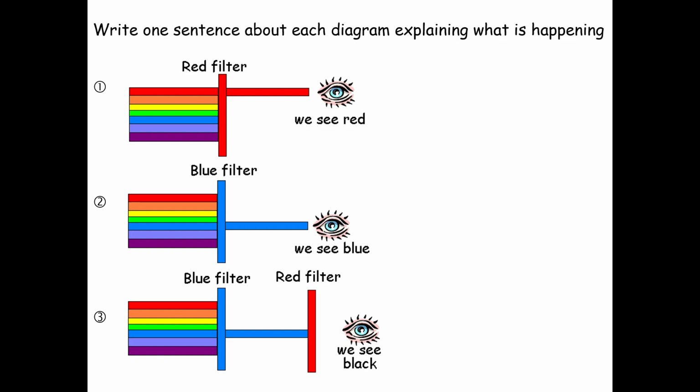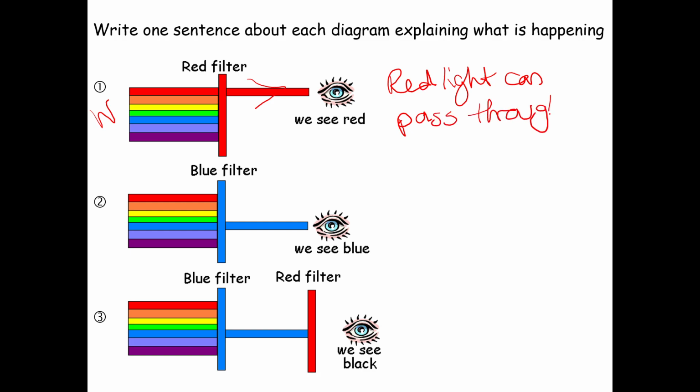So if we look at number 1 here, this is a red filter, so the white light is coming in. White light's made up of all the colours, but as the filter's red, only the red light is allowed to pass through and it absorbs the other colours. On the next one, the blue filter, this time only the blue light can pass through and it absorbs the other colours.